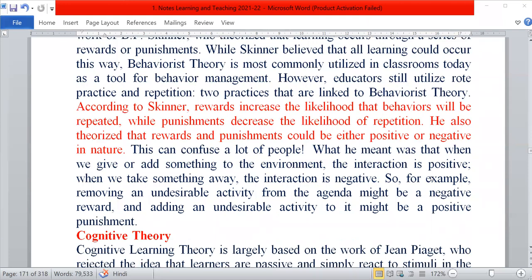What he meant was that when we give or add something to the environment, the interaction is positive. When we take something away, the interaction is negative. So for example, removing an undesirable activity from the agenda might be a negative reward, and adding an undesirable activity to it might be positive punishment.